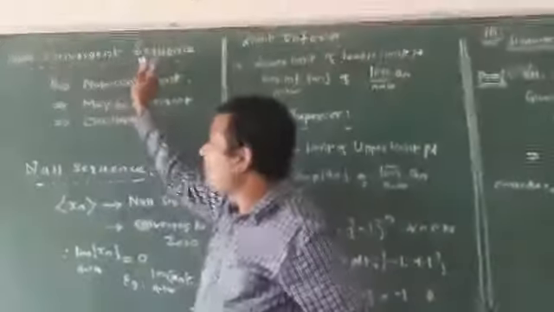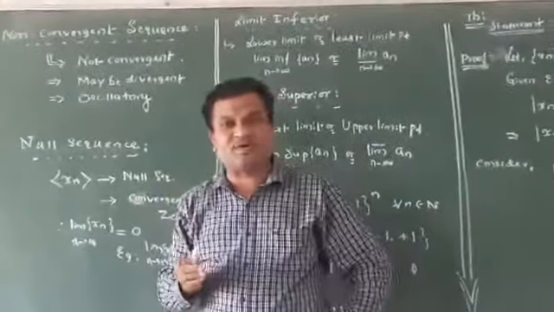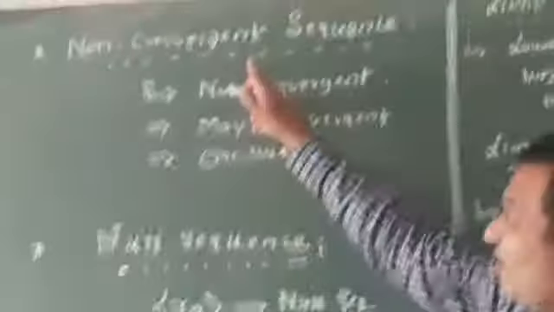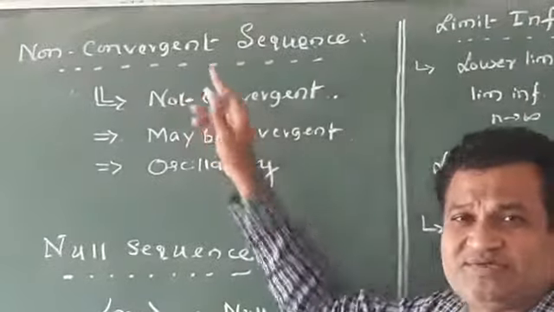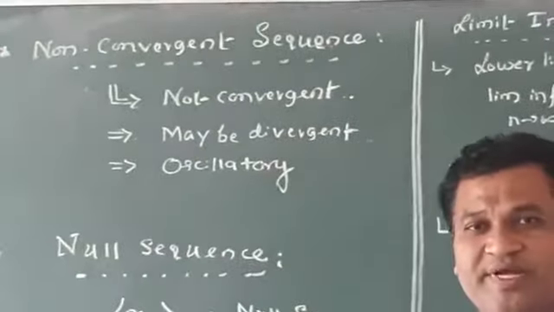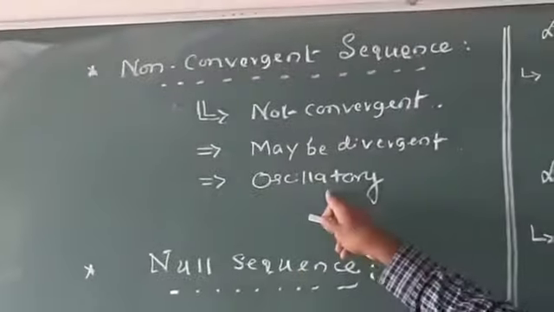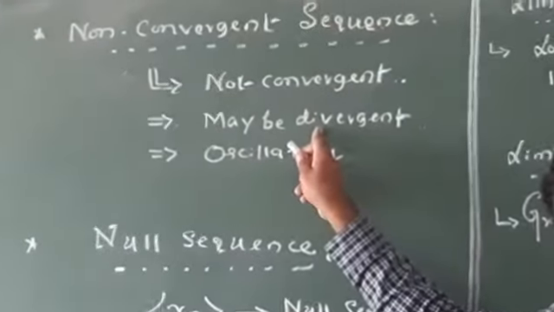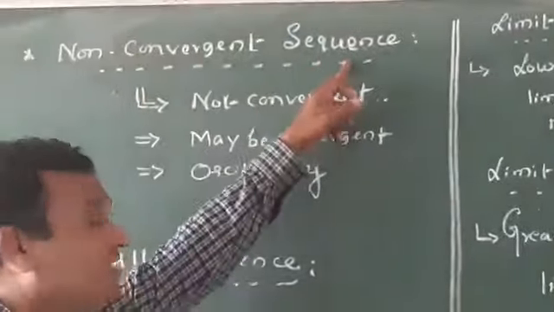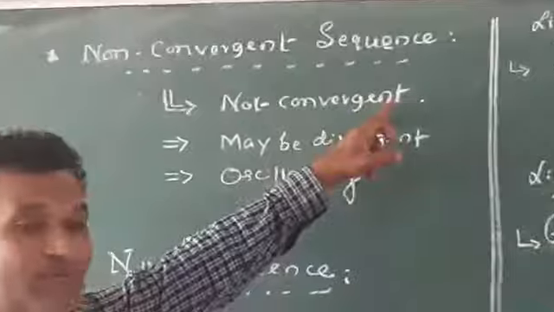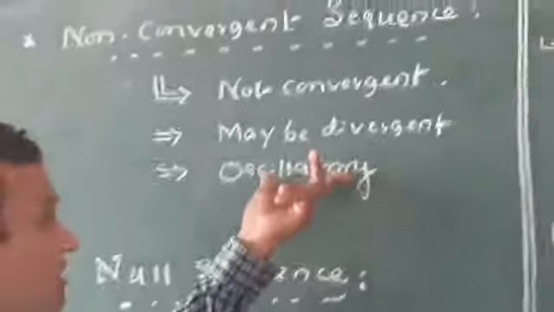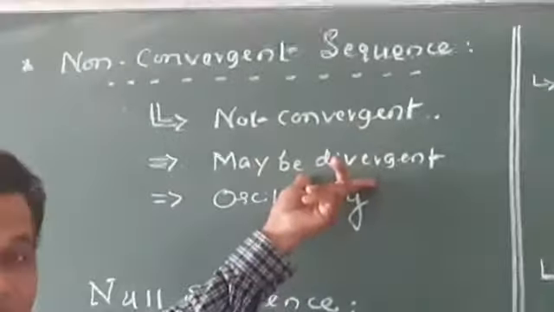What is meant by a non-convergent sequence? A convergent sequence means it tends to a finite quantity. Non-convergent means it is not convergent, so it does not tend to a finite quantity. Either it may be a divergent sequence, if it tends to infinity, or it may be oscillatory, neither convergent nor divergent. So a non-convergent sequence is a sequence which is not convergent, and it may be divergent or oscillatory. Oscillatory means it is neither convergent nor divergent.